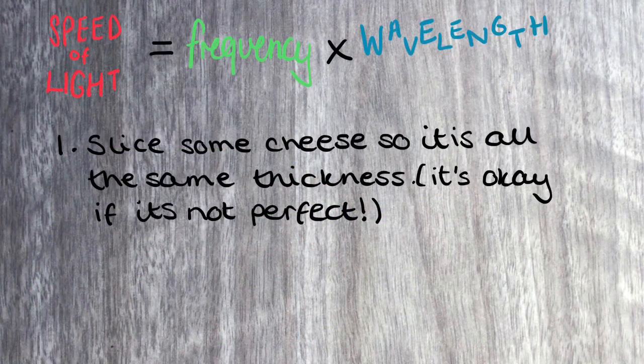Next, we need to work out the wavelength. To do this, we're going to use our cheese. First thing you need to do is slice some cheese so it's all roughly the same thickness. It's all right if it's not perfect.